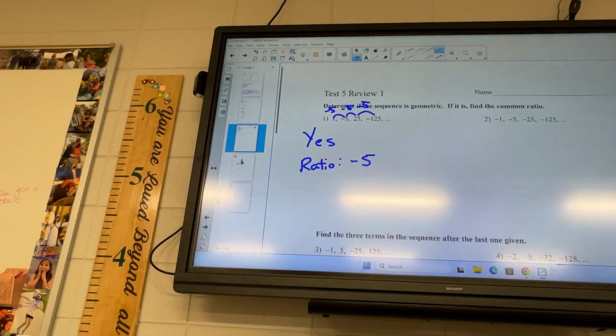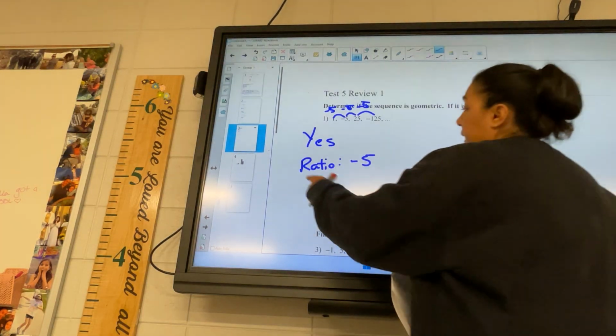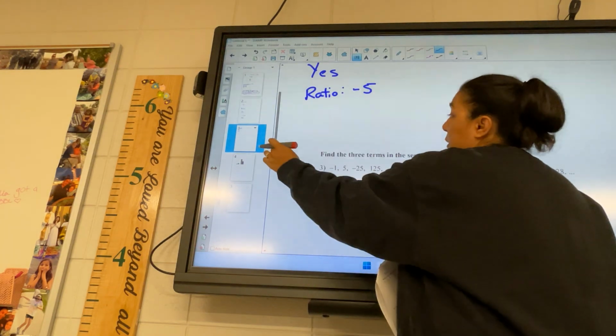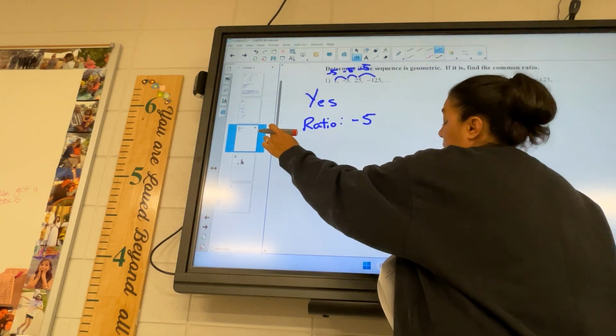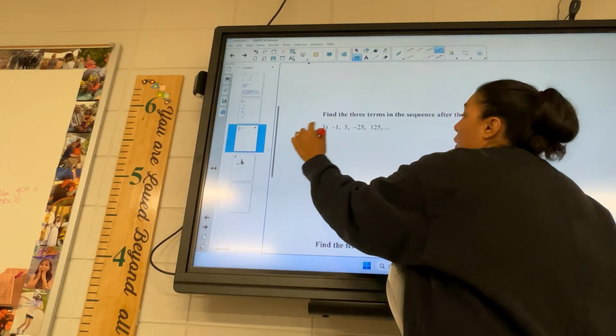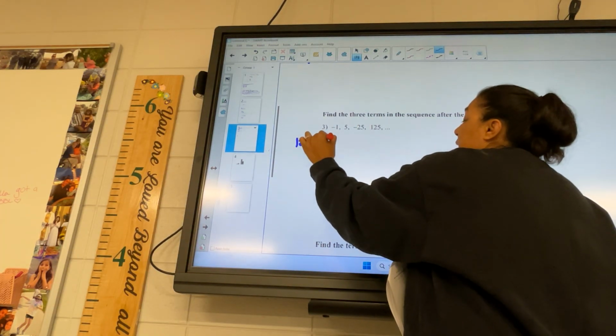Okay, find the next three terms in the sequence after the last given one. So it's already telling you that it's geometric. Okay, they want you to find the next three. And we can see on this one, it's the exact same as the other one before. Okay, so we know that our ratio is what? Negative 5. Okay, so I know my ratio is negative 5. So we're going to say 125 times negative 5.